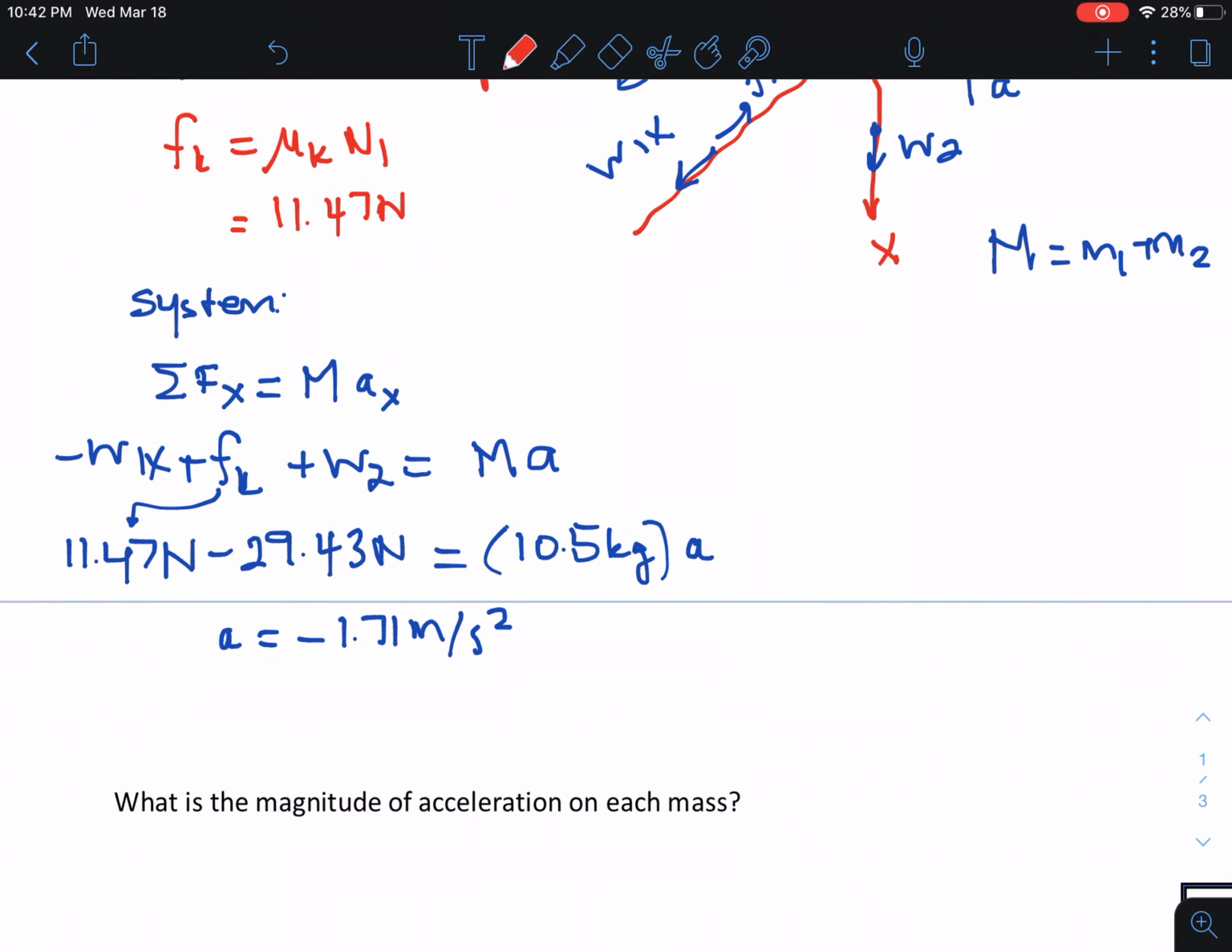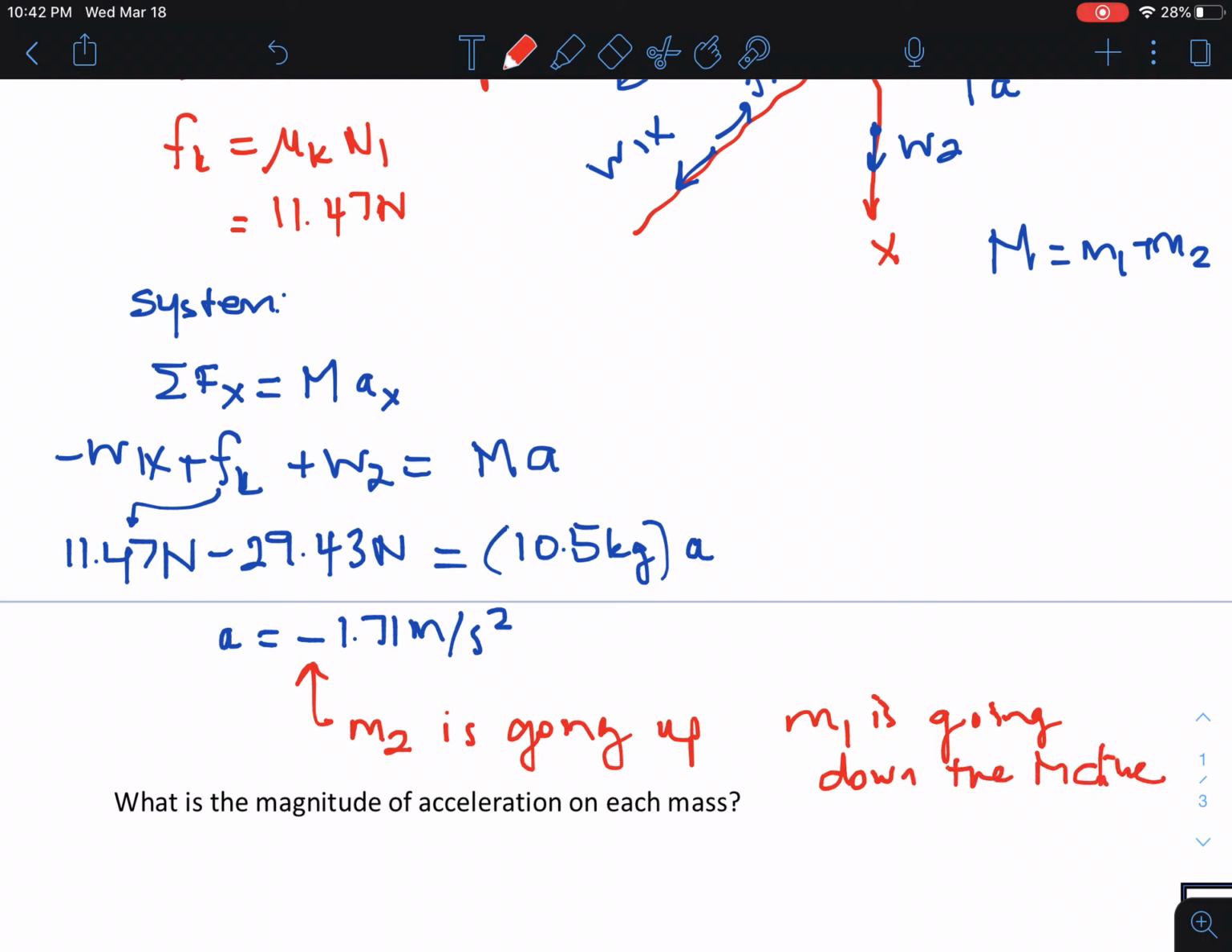So you can say that because this is negative, M2 is going up, and M1 is going down the incline. And what is the magnitude? 1.71 meters per second squared. Okay, I hope that's clear.